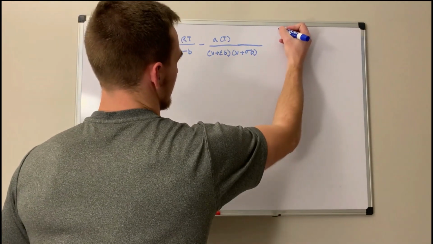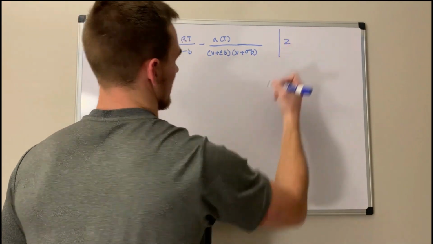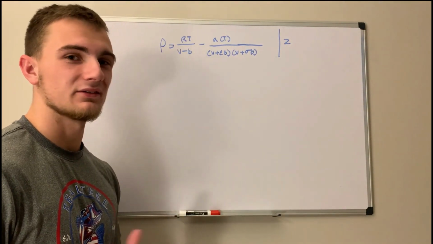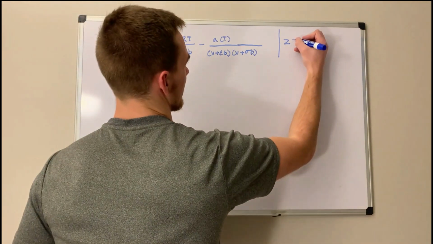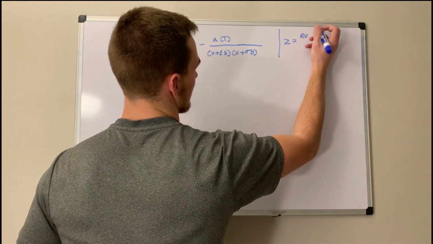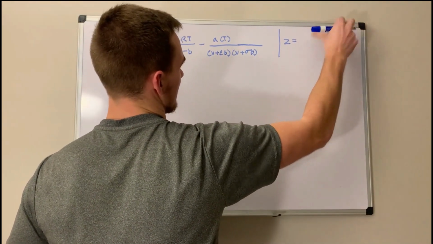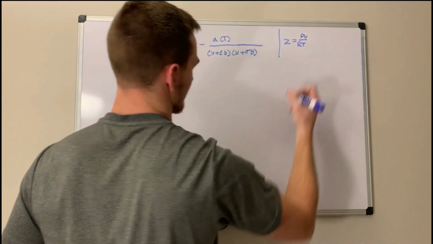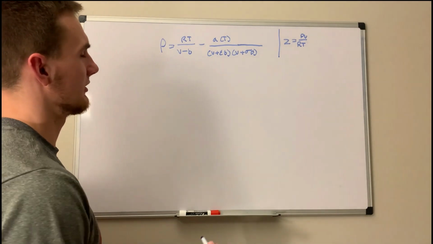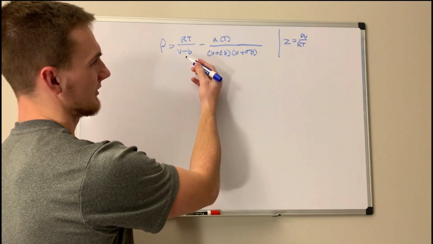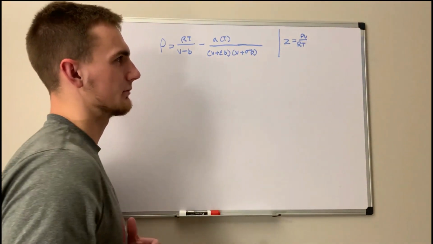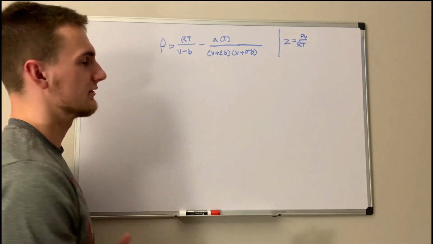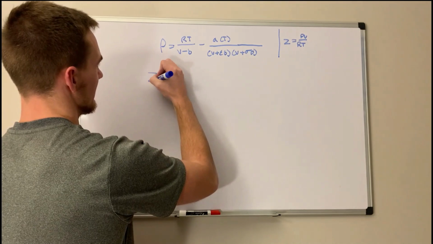Now what we'll want to do here, since we want to express this equation in terms of the compressibility factor Z, we remember that Z equals PV over RT. What we can see here is that if we multiply this equation by V and divide it by RT, we can set this in terms of Z. So we can actually set this equal to Z here.